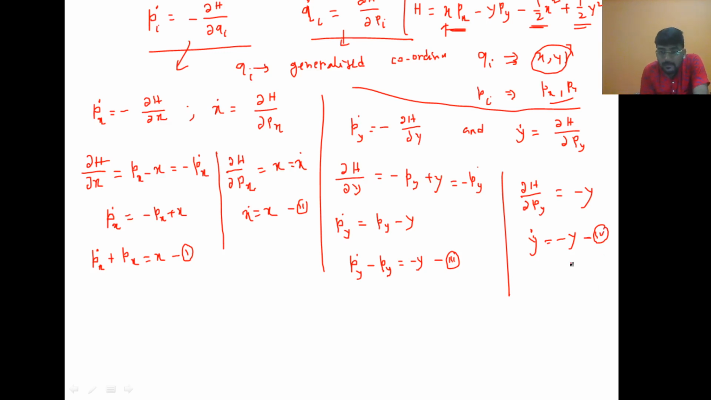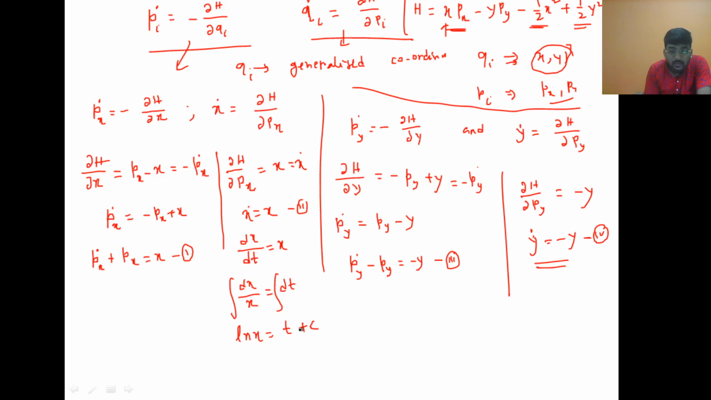So here this is y dot is equal to minus y, and x dot is equal to x, these two equations. So from this equation x dot is equal to x, we can find that dx by dt is equal to x. Okay, so if dx over dt is equal to x, then it will be dx over x is equal to dt. So if we take integration both sides, then it will be ln x is equal to t plus c.